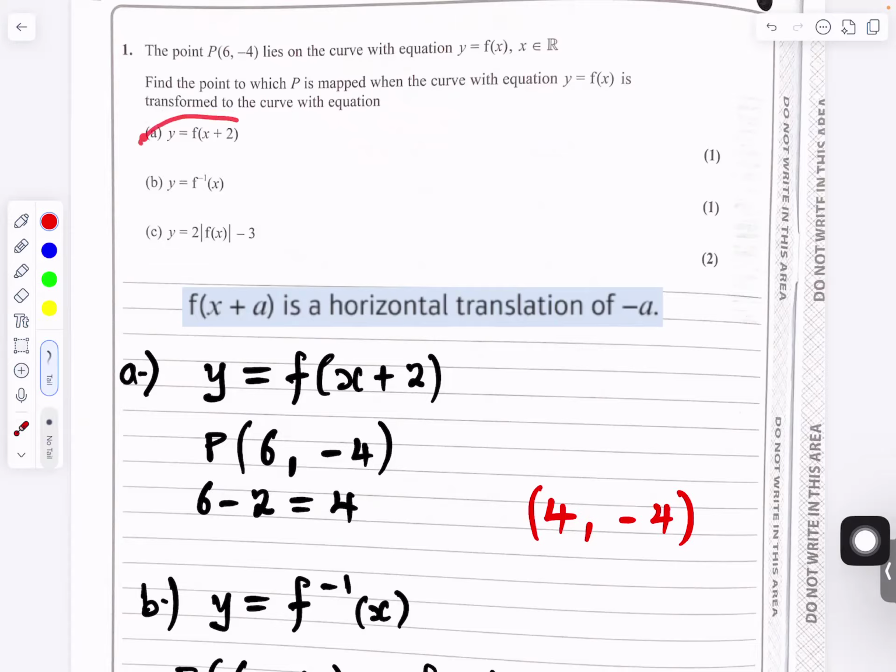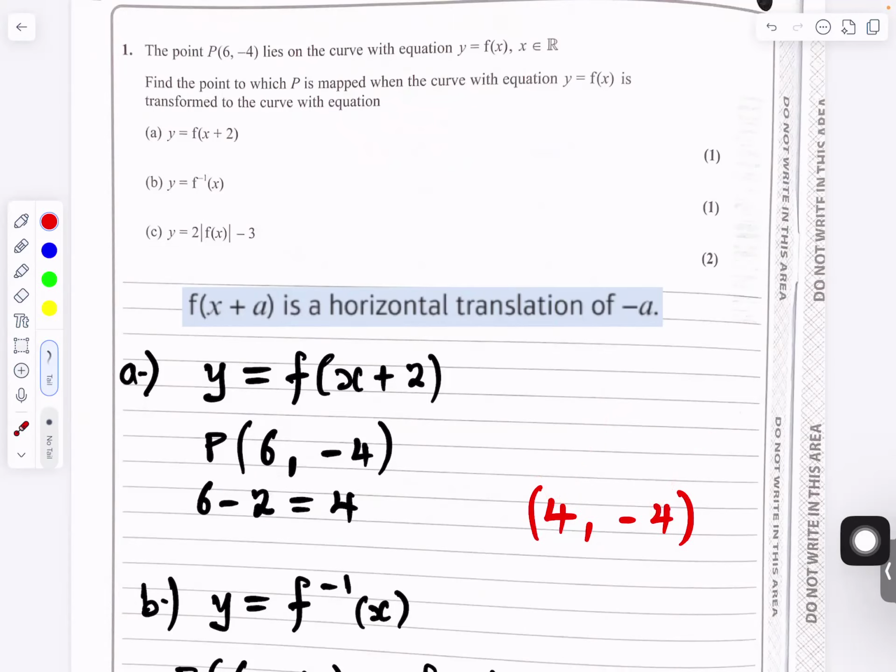Let's look at part A. So y equals f of x plus 2, we can consider it as a horizontal translation. The plus 2 in f of x plus 2, imagine that's like a plus a there, is a horizontal translation of minus a, and this will be minus 2. So it will move it 2 to the left. It's a horizontal translation, and that means the x value would reduce by 2. X is 6, so 6 minus 2 will give you 4. So the new coordinates will be (4, -4).